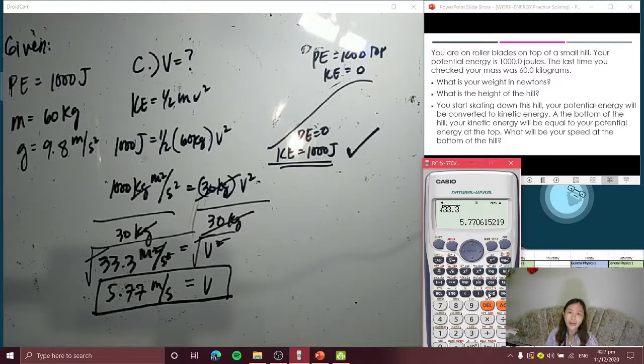Okay, so that's all for our practice solving using our equations, of course, in kinetic and potential energy. And also, you can see how kinetic energy, potential energy, and the total energy relate and work with each other at the same time. So I hope that you understand how to calculate, how to get one value and relate it to another value. So I hope that this practice solving will also help you in the preparation of our upcoming exam.